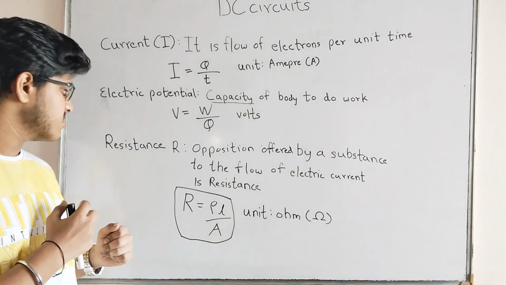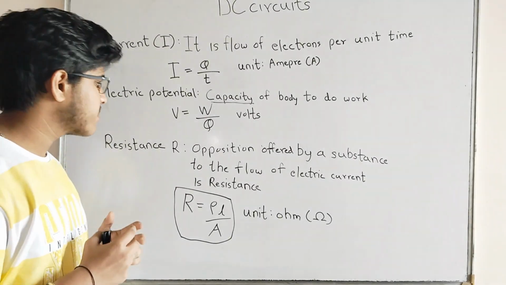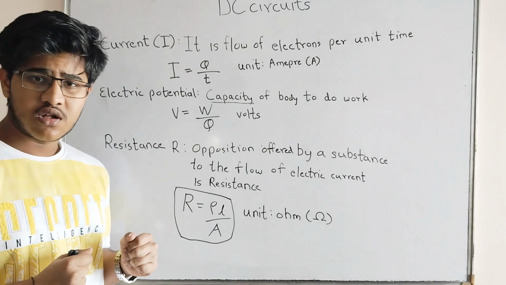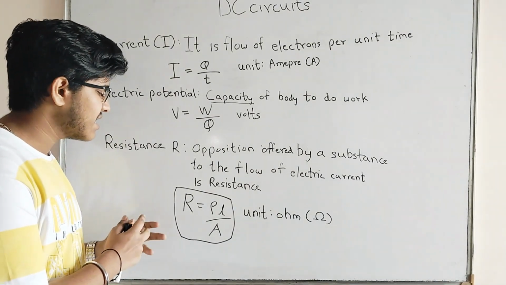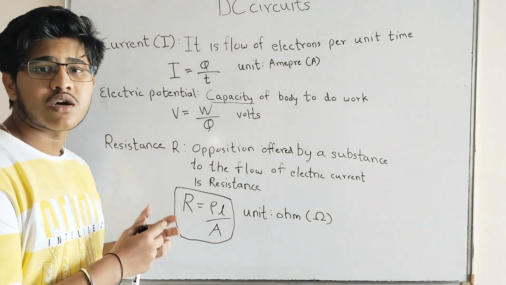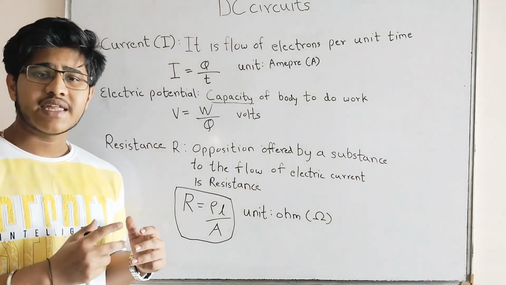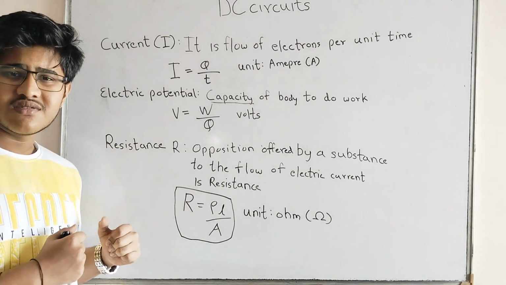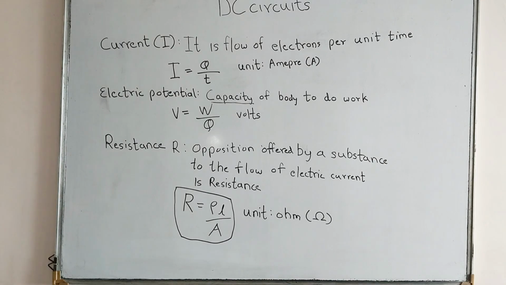Next is resistance. So opposition offered by a substance to the flow of electric current is resistance. So you all must know this basic formula, that is R is equal to rho L upon A, where rho is the coefficient of resistivity, L is length and A is the area. Unit of resistance is ohm. You may write all this.